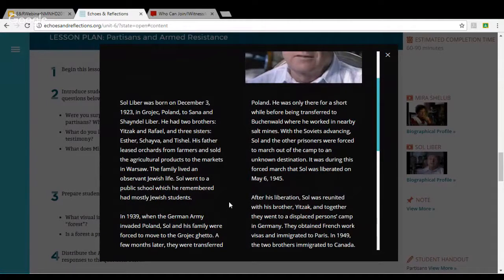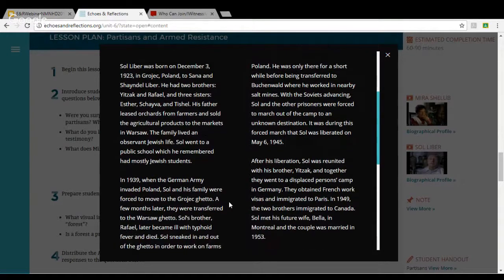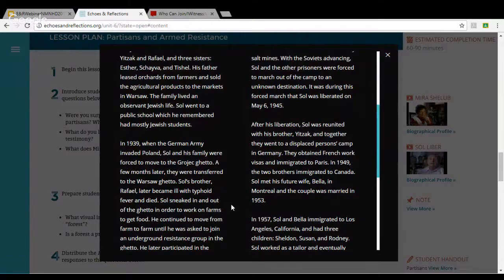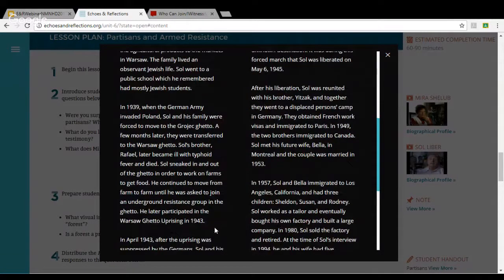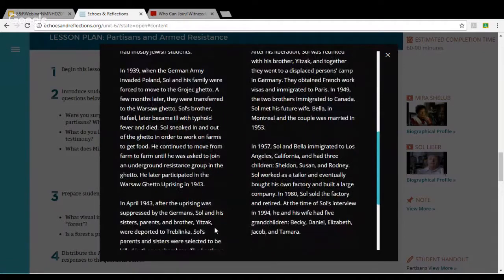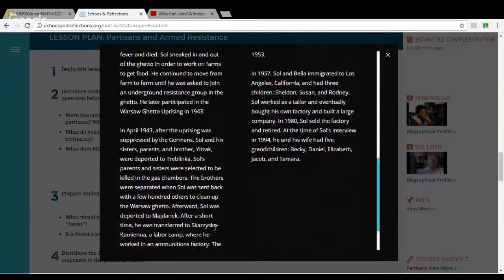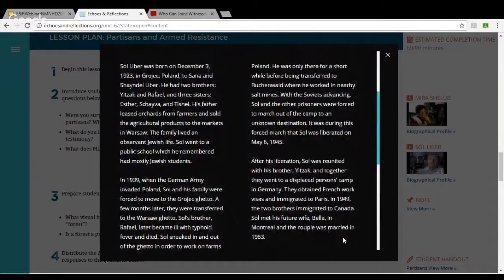In Saul's case, he was one of six children, and his family was in agriculture, and they were very observant. But he did go to a public school. And then it takes us through his story during the Holocaust. He ends up being placed in the Warsaw Ghetto and then later participates in the Warsaw Ghetto Uprising, which leads to him ultimately being deported to Majdanek and then through several other labor camps.